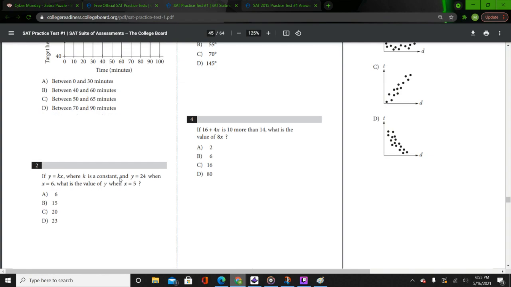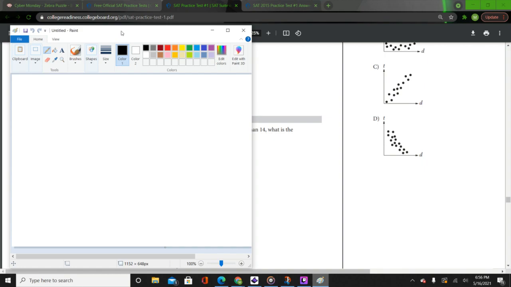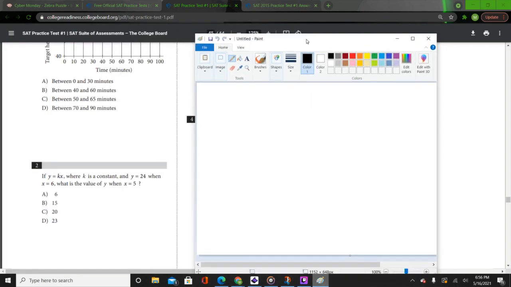If y is equal to kx, where k is a constant and y is equal to 24 when x is equal to 6, what is the value of y when x equals 5? Well, for that, we're going to pull up the good old handy dandy paint thing. So we know 24 is equal to k times 6. For some reason, we're putting k first. We don't know why.